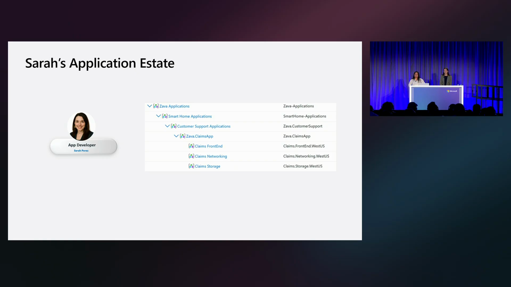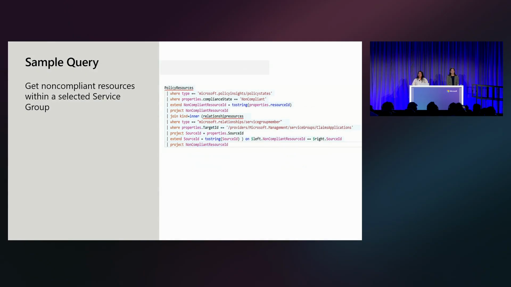So you can see here, she has her claims front end and a couple of different pieces of information that go there. Now comes the good part. How does she get different metrics on top of it? All service group and service group member information is available through Azure Resource Graph. So from Azure Resource Graph, you're able to join across different tables to get important metrics. For example, here's a sample query where you're able to get non-compliant resources within the selected service group. This query and the templates I showed below will be a part of documentation, which you can find publicly today.